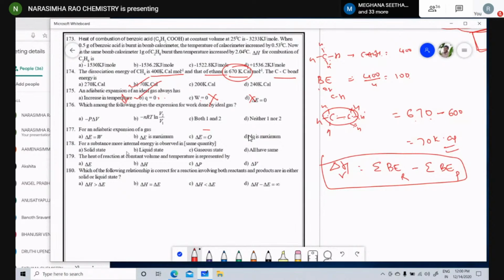Which of the following is the expression for work done by the ideal gas? Work done by the system is P external delta V, and minus nRT ln V2 by V1 is also correct. So both 1 and 2 are the answer. For adiabatic expansion of gas, Q is 0, then delta E is equal to W.